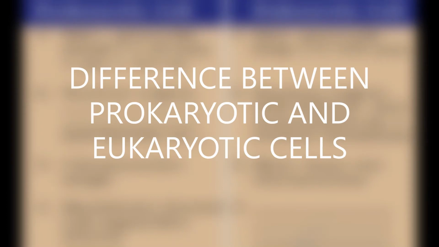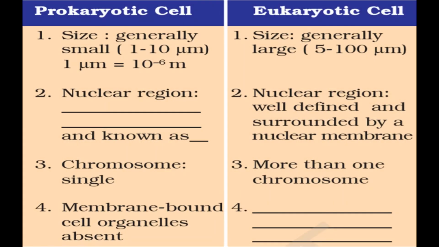We can summarize the prokaryotic and eukaryotic nucleus here. You see, prokaryotic and eukaryotic. Size is small in case of prokaryotic, 1 to 10 micrometer, and in eukaryotic it is 5 to 100 micrometer. Now the nuclear region: in case of prokaryotic, it is not properly defined. That's why it is called nucleoid, we do not call it nucleus, right?